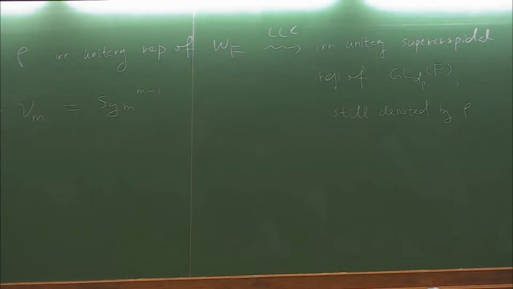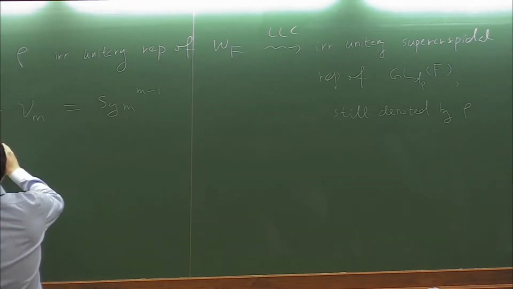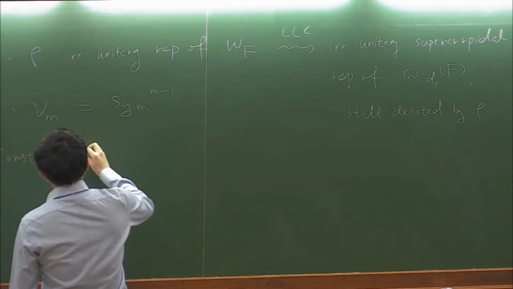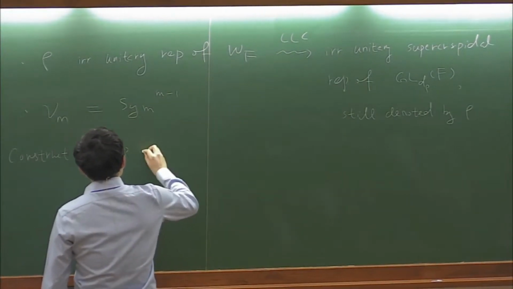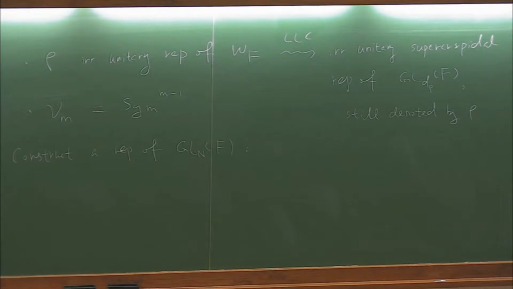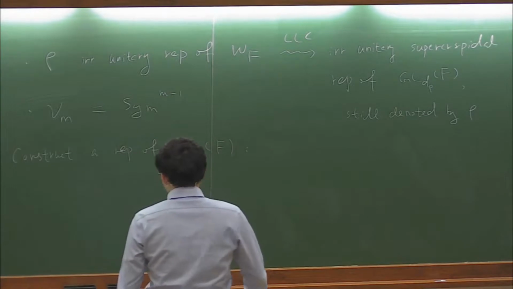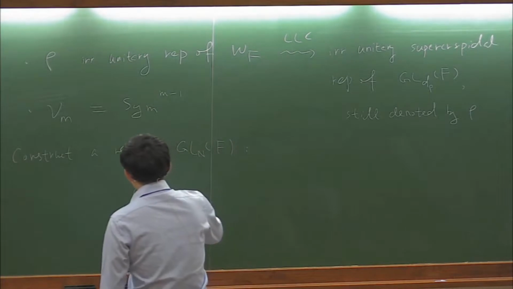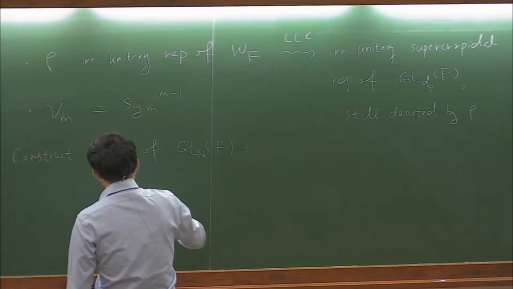So from the parameter, we get all this concrete data, and from this data, we want to construct a packet. But first, we would like to construct a representation of GL_N. So how do we construct these representations? Well, I have all this data. So from this rho and also the integer A, I can form the so-called Steinberg representation.